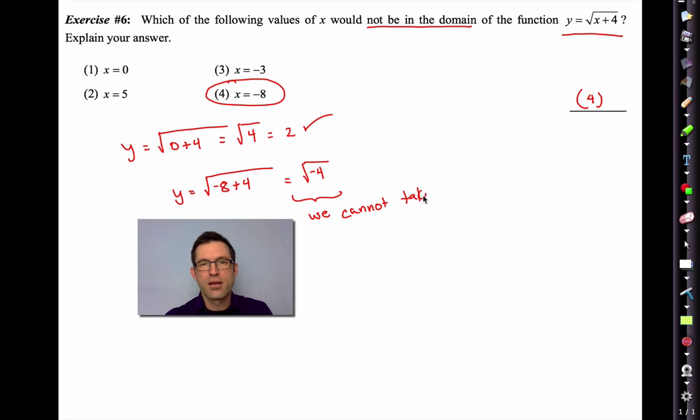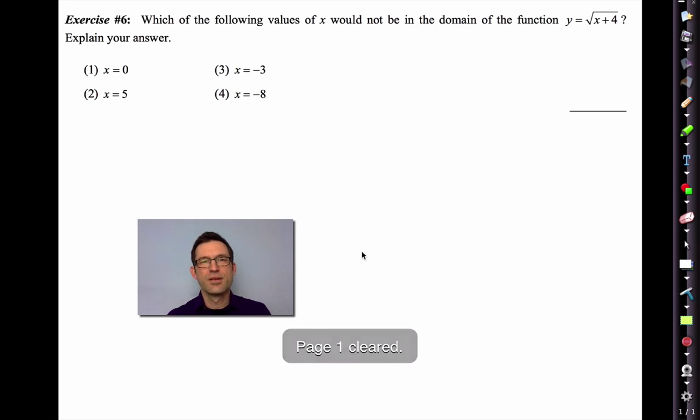take square roots of negatives. All right, so that's not in the domain. All right, I'm going to clear this out. Let's keep going.